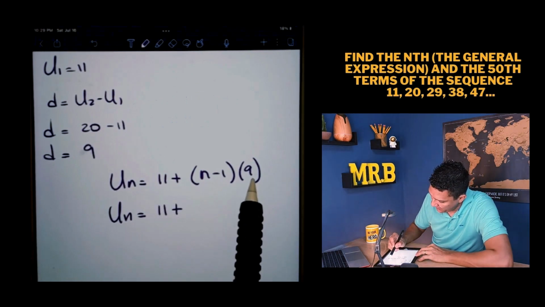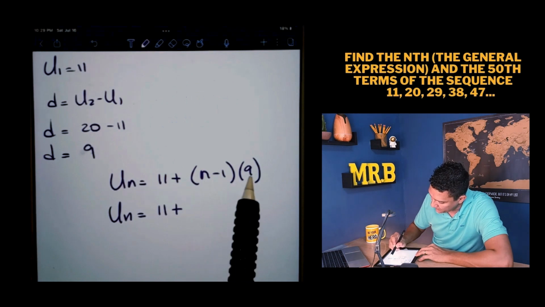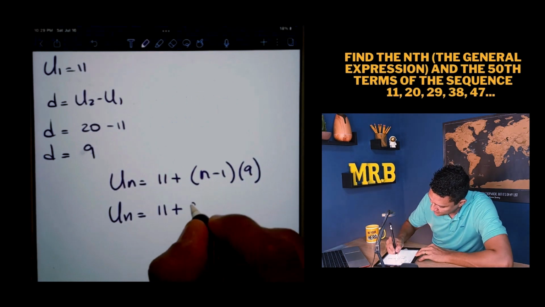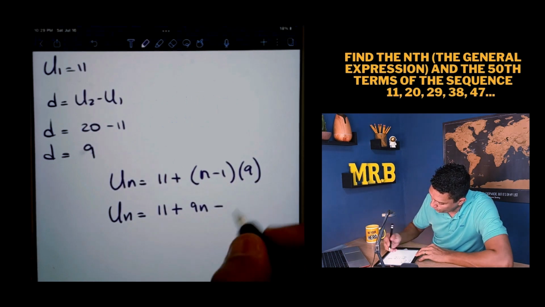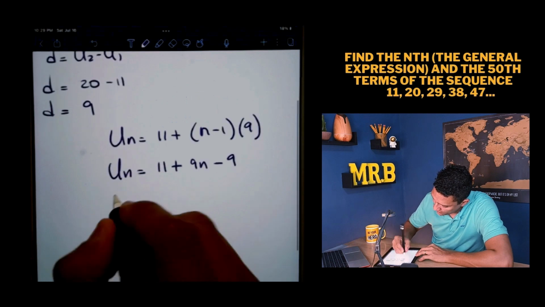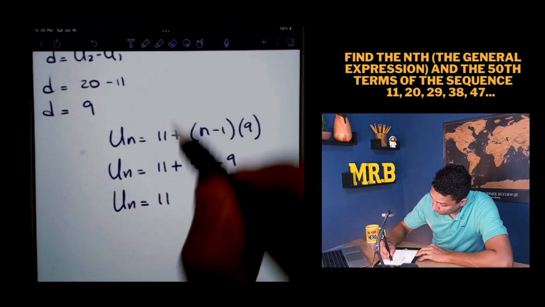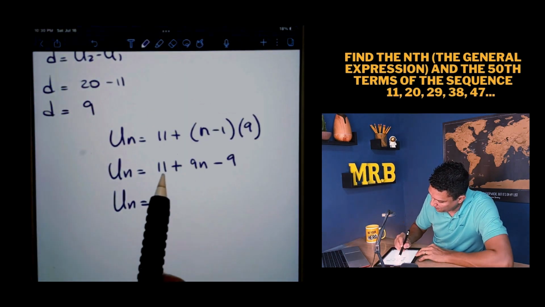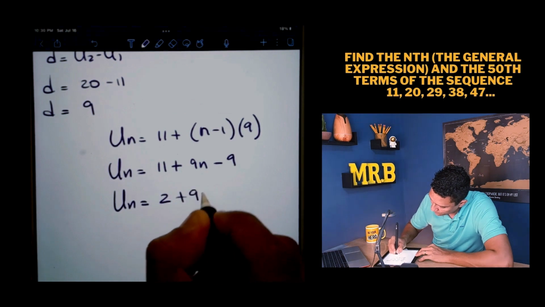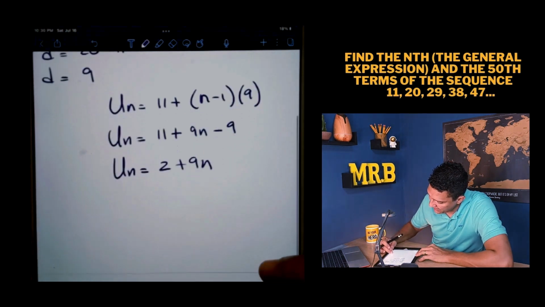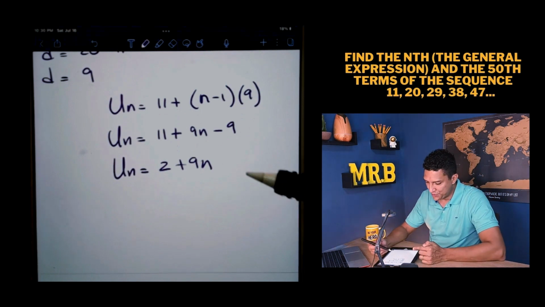Remember that this 9 is going to be multiplying each of the elements from the parentheses. So 9 times n is 9n. And then 9 times -1 is -9. Okay? So now I'm going to simplify. I'm going to combine like terms. So I can combine the 11 with the -9. That is going to be 2, okay? Plus 9n.